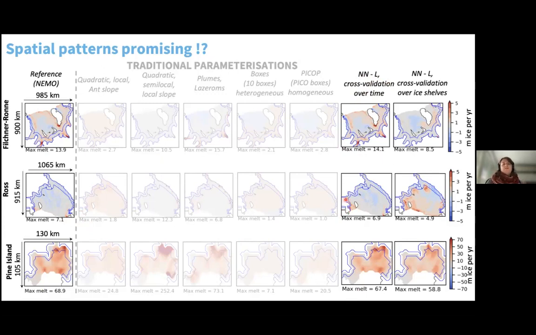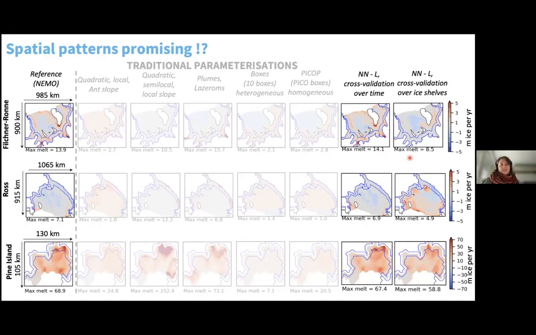So if the ice shelf was present during tuning, the neural network seems to understand what to do at different time steps, or it just means that the variations in time are not too big. But if we look at the cross-validation over ice shelves, the pattern does not really look like the reference. I would not say it's a catastrophe, but it's definitely not as good as here. So the neural network struggles to generalize to an ice shelf that it has not trained with.